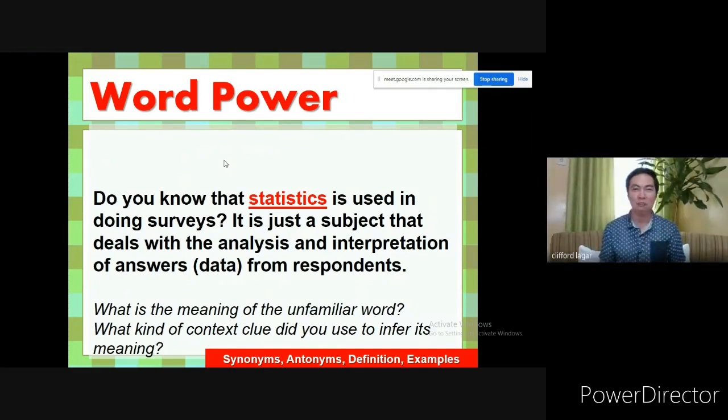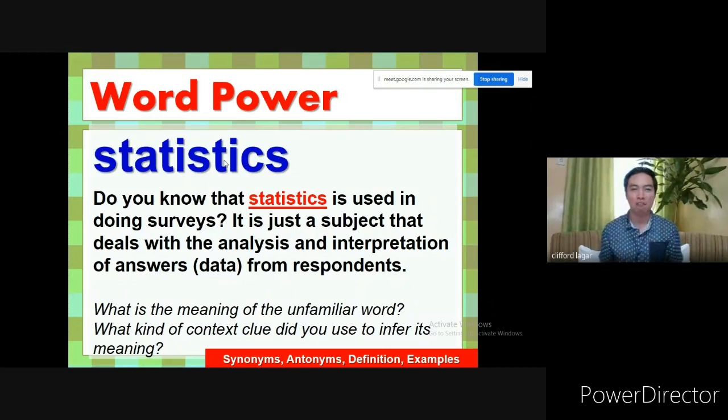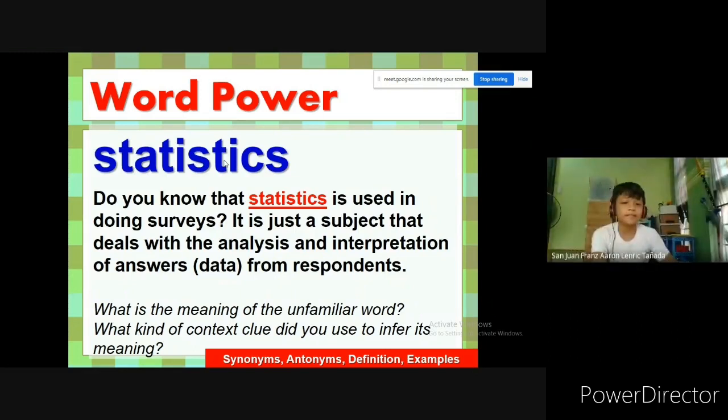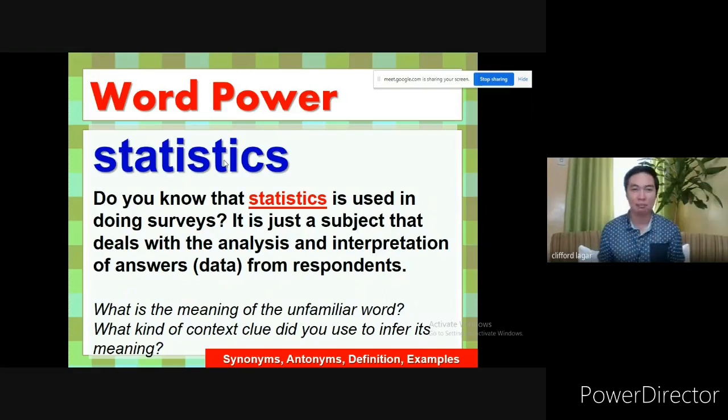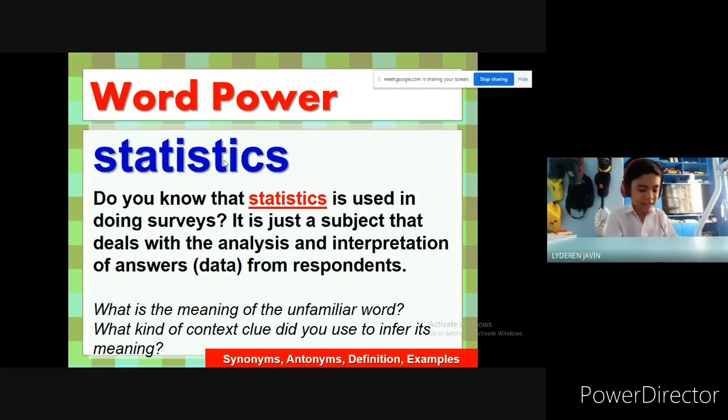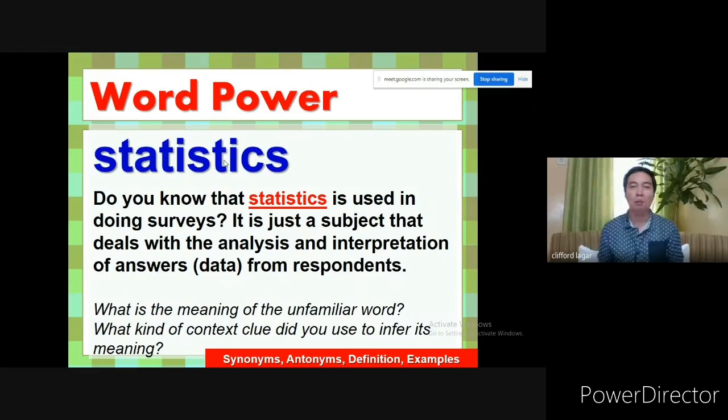Let's continue with the first one. So please repeat after me. Statistics. Statistics. Statistics. Again, statistics. Statistics. Statistics. Okay, now, Alan, will you please read the sentence?